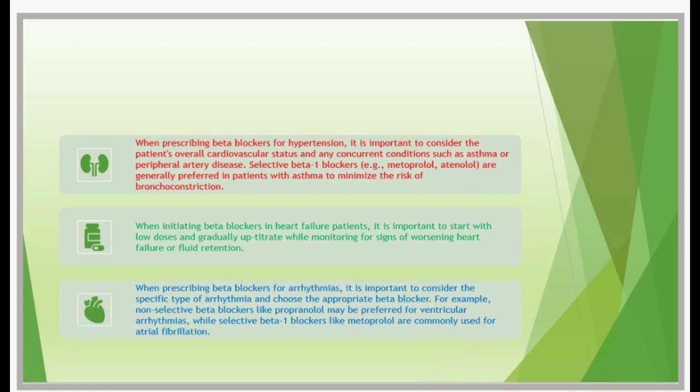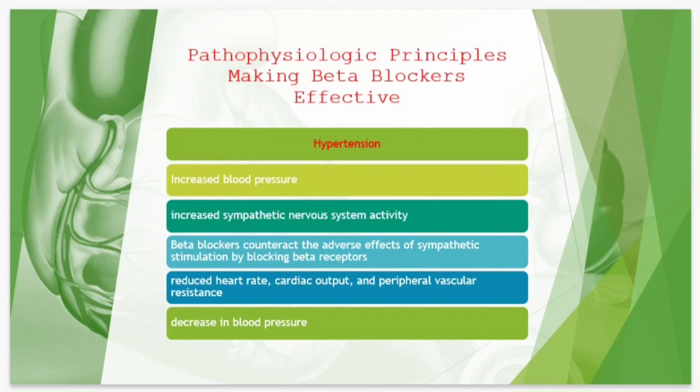And lastly, when prescribing beta blockers for arrhythmias, it is important to consider the specific type of arrhythmia and choose the appropriate beta blocker. For example, non-selective beta blockers like propranolol may be preferred for ventricular arrhythmias, while selective beta 1 blockers like metoprolol are commonly used for atrial fibrillation.